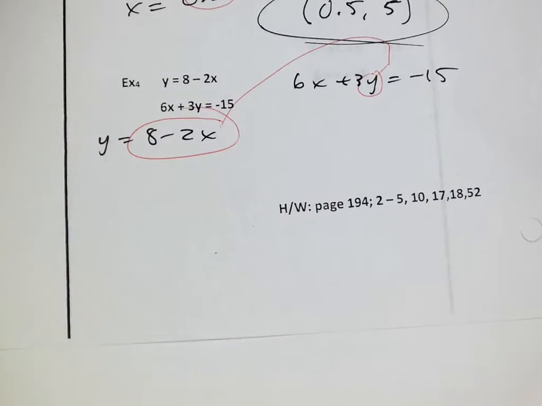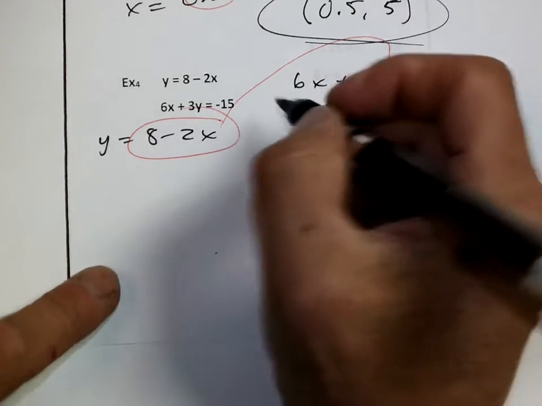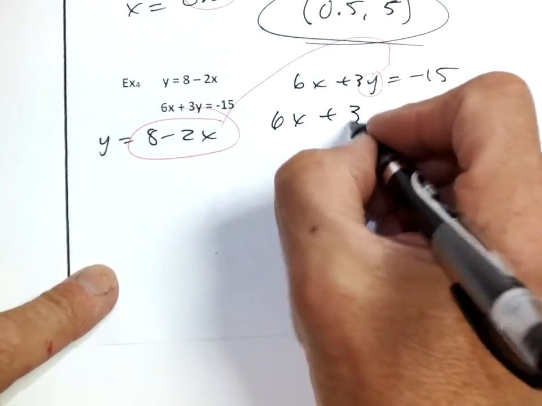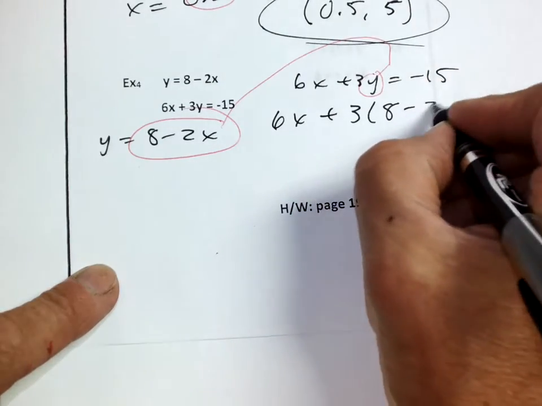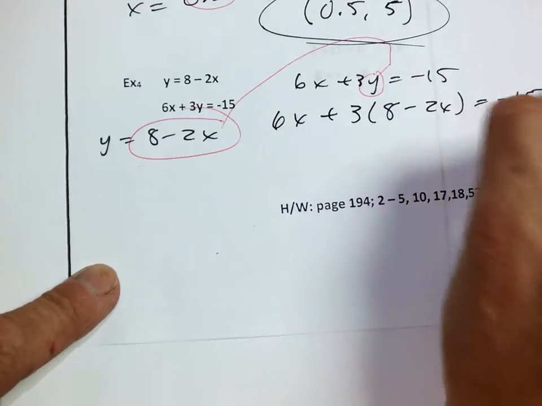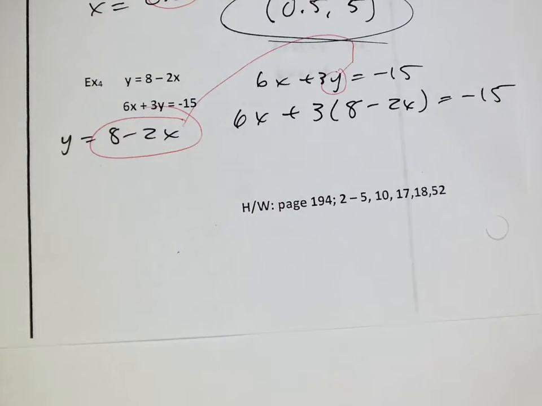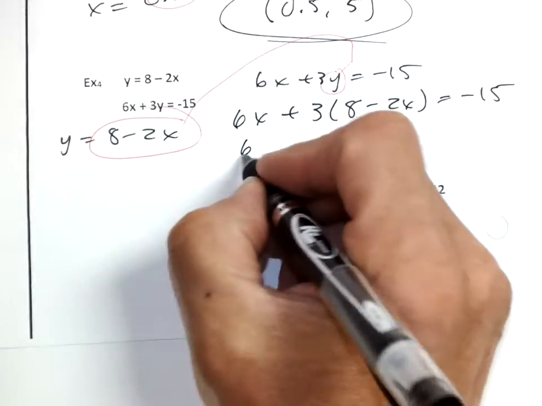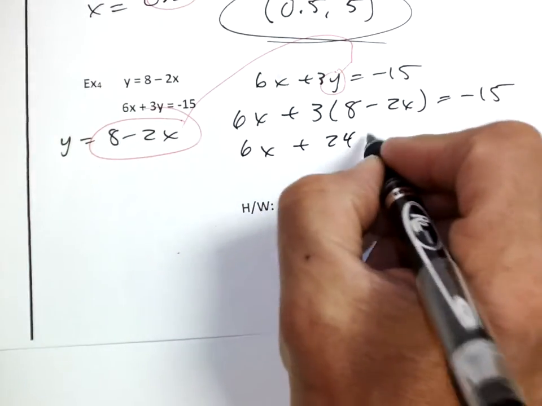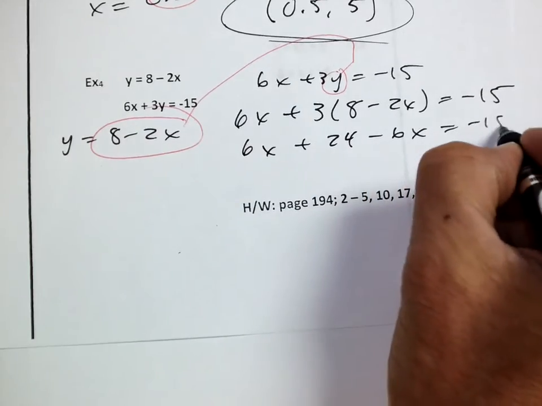So instead of writing y right here, this is what y is equal to. Take what y is equal to, the 8 minus 2x, and put it right there, because we're substituting, okay? So let's see, I got 6x plus 3 times 8 minus 2x equals negative 15, okay? How am I doing? I've got 6x plus 24 minus 6x equals negative 15, right?